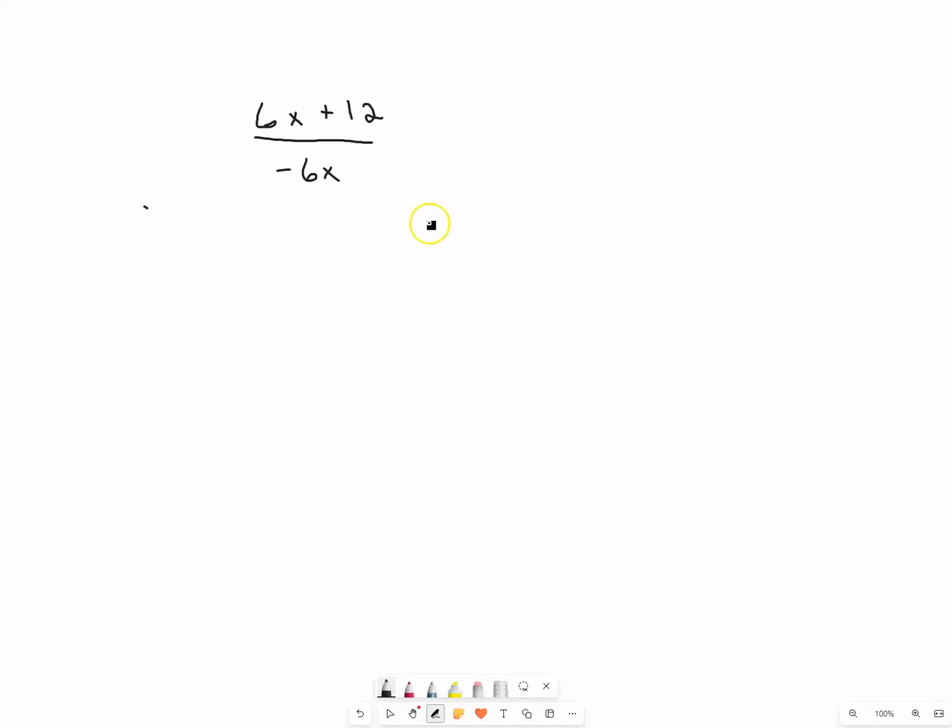In other words, I could rewrite this as 6x over negative 6x plus 12 over negative 6x, right? Because remember, you can add fractions if their denominators are the same. So if I wanted to, I could add these two fractions and go back to the original. But I broke these apart in order to show you what happens step by step.